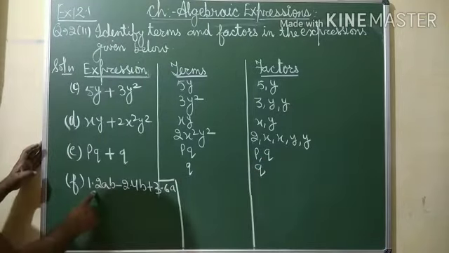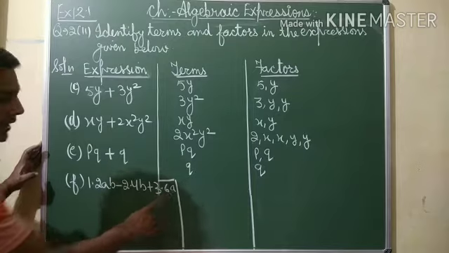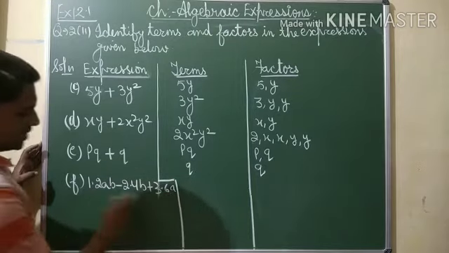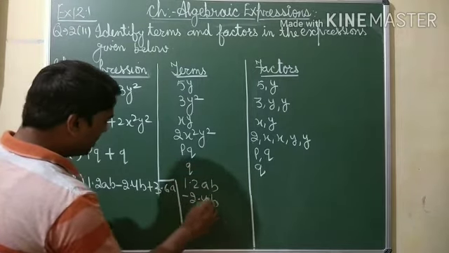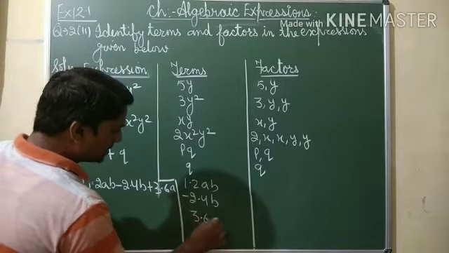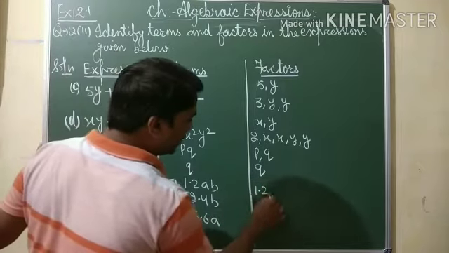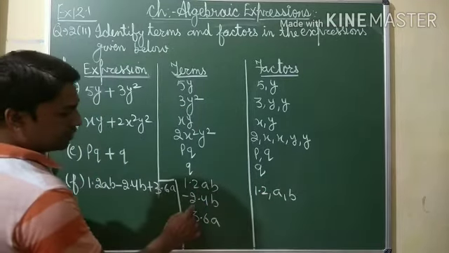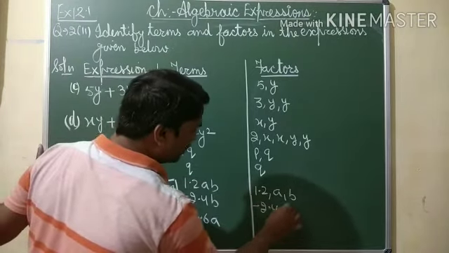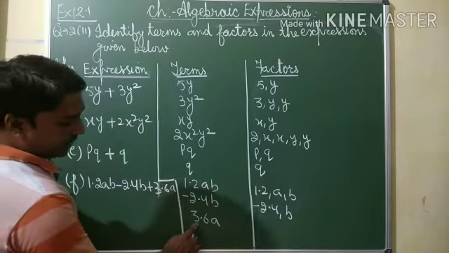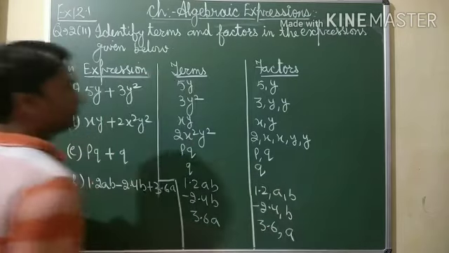Next is expression 1.2ab minus 2.4b plus 3.6a. Now this expression contains the terms 1.2ab, minus 2.4b and 3.6a. Now factors of the term 1.2ab be 1.2 comma a comma b and factors of term minus 2.4b be minus 2.4 comma b and factors of the term 3.6a be 3.6 comma a.